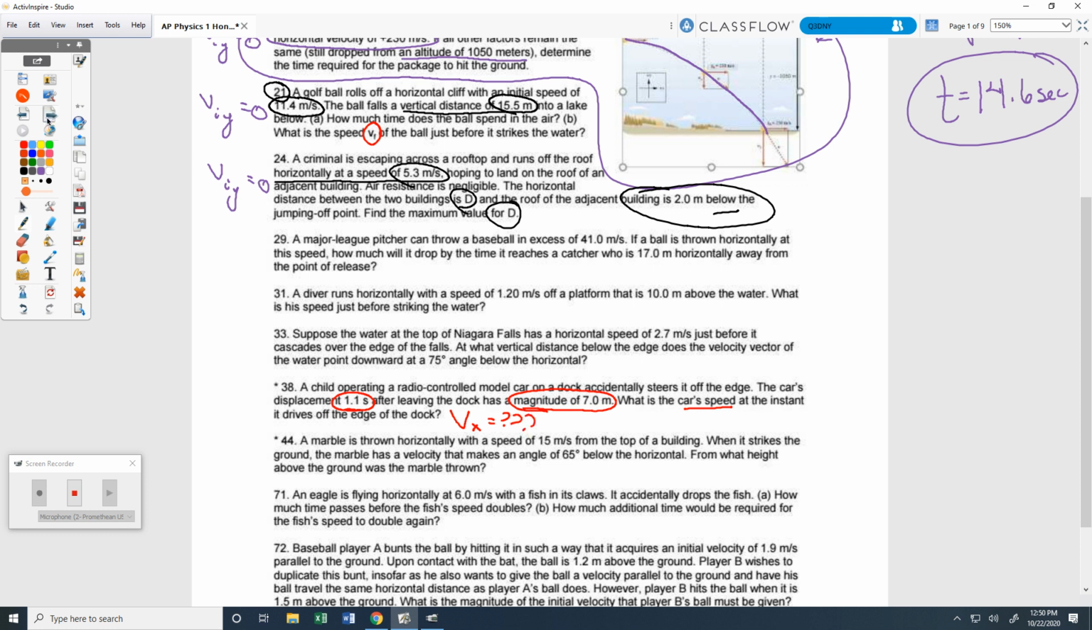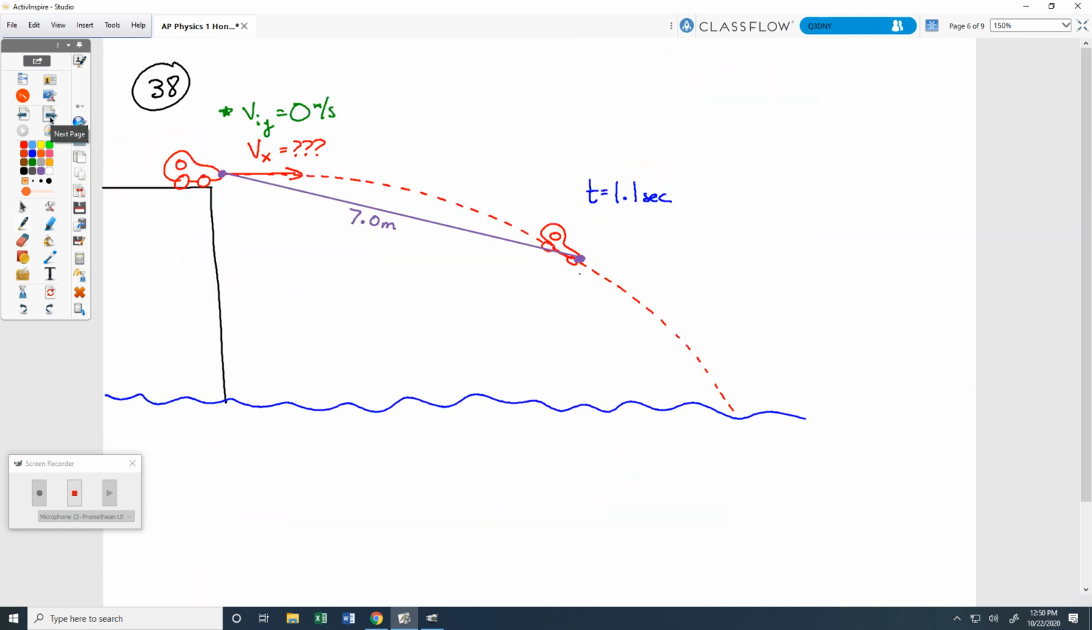So getting back to my picture right here, the time is given to us, this 1.1 seconds, but here's the part that always messed everybody up. They're talking about that 7 meters, and they say the displacement from where it leaves to where it is, 1.1 seconds, has a magnitude of 7 meters. Why do they say that? Because the idea is that's a straight line displacement, a straight line distance from start to finish. So this is where it initially was, and this is where it finishes. That's not horizontal and it's not vertical, so that doesn't help us out.